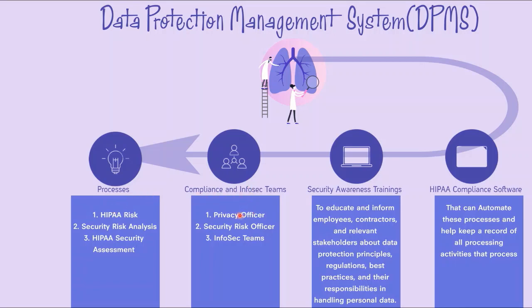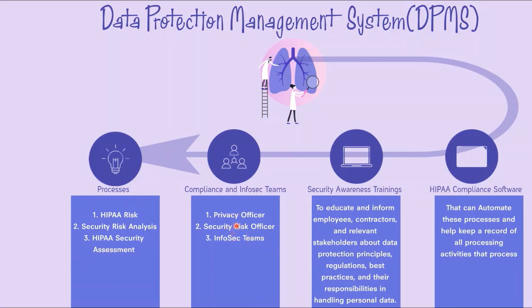Coming to the second component, compliance and information security teams. There is a need under the data protection management system to have these different teams and personnel, like a privacy officer and a security risk officer, to be a part of these teams in order to ensure that the organization stays compliant for HIPAA. Their responsibility will be to develop and maintain privacy and security policies, conduct security training and awareness, carry out compliance checks and audits, and also manage security incidents and breaches to ensure that the organization is always in line with the HIPAA regulations.